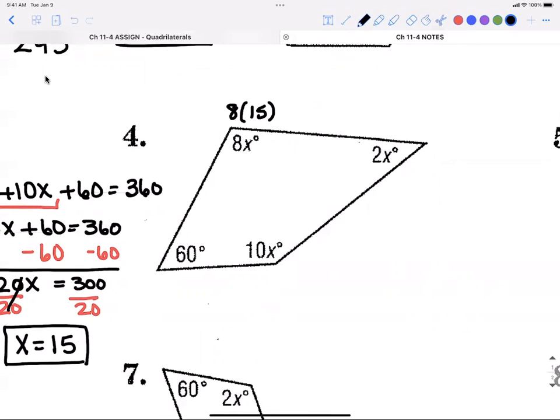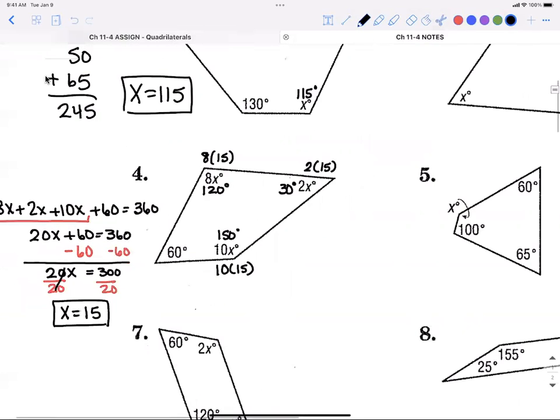And when I take 15 times 8, I can now fill in that this angle is 120 degrees. Coming over to the next one, I'm going to go 2 times 15, or 2 times x, and 2 times 15 is 30. So I know that this angle measures 30 degrees. And on this last one, I've got 10 times 15. And so I know that this last angle measures 150 degrees. So when you're done, you should have an exact measurement written in degrees in all 4 angles for the quadrilateral.